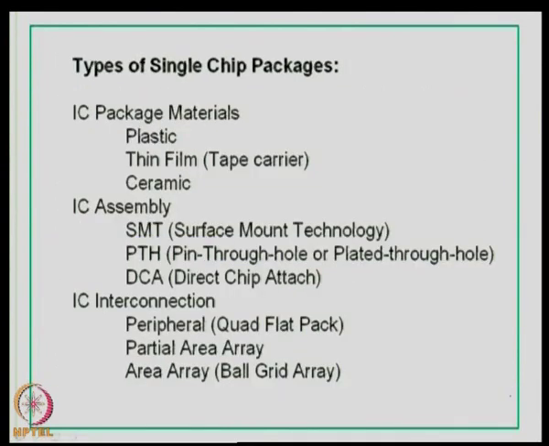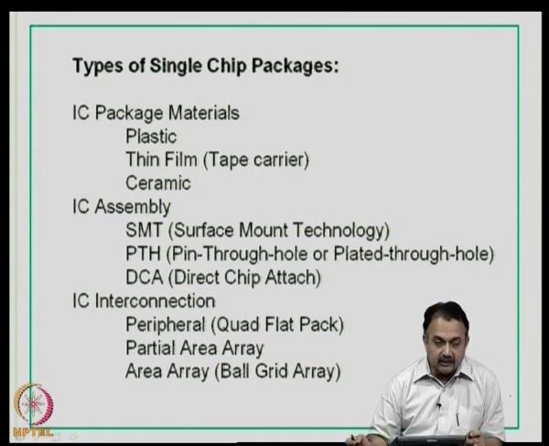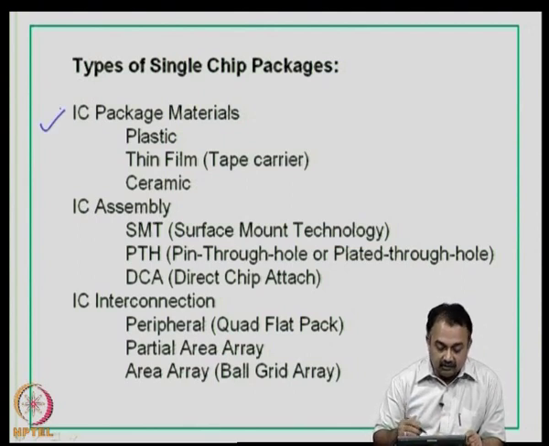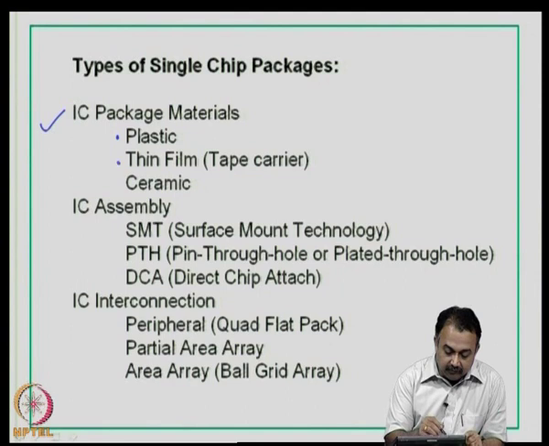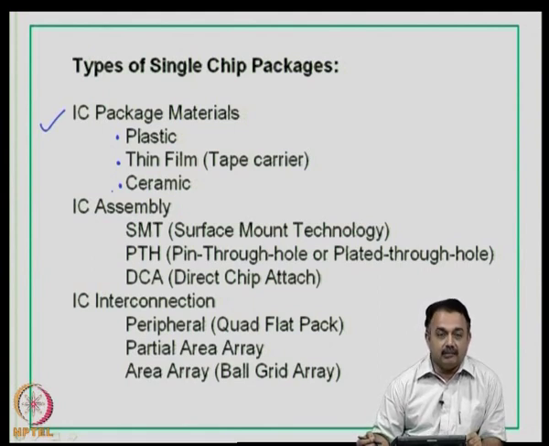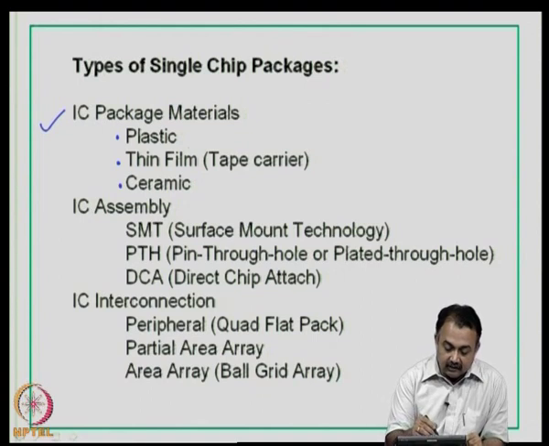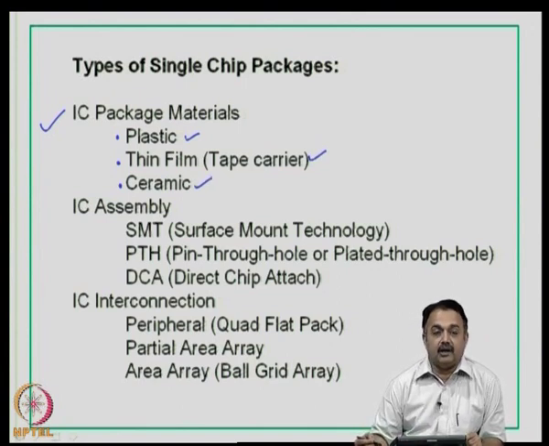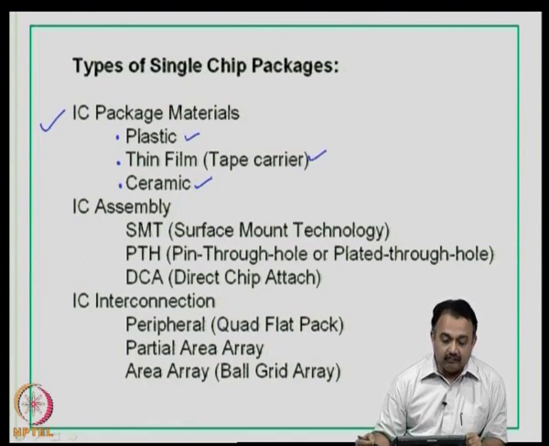What are the types of single chip packages that are available? They can be classified based on package materials. First thing, it can be a plastic package. The second thing, it can be a thin film or a tape carrier, and thirdly, it can be a ceramic material that can be used to package the material, which means in the first case you are going to use a plastic substrate. In this case, you are going to have the IOs in a thin film mode or a tape, example polyimide, and thirdly, it can be a ceramic substrate that can be used for packaging your device.